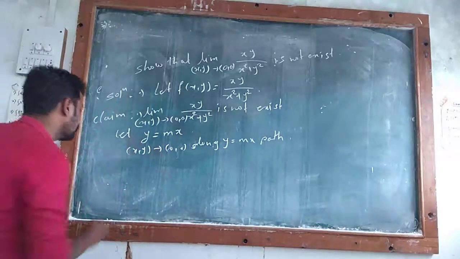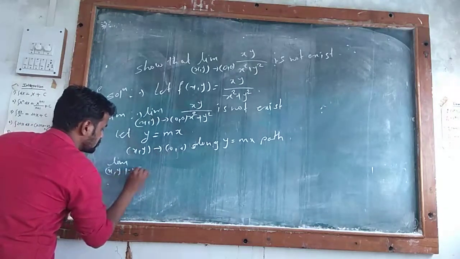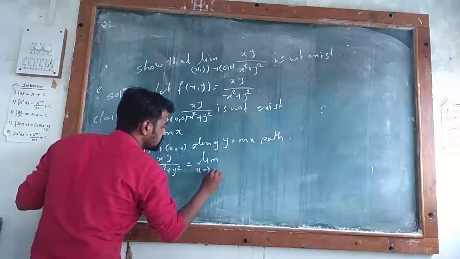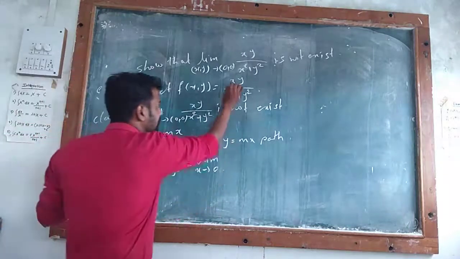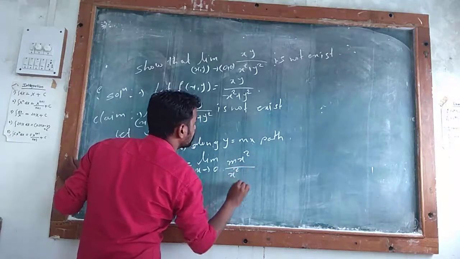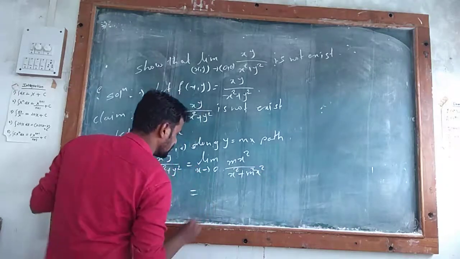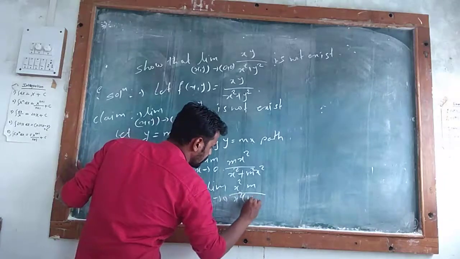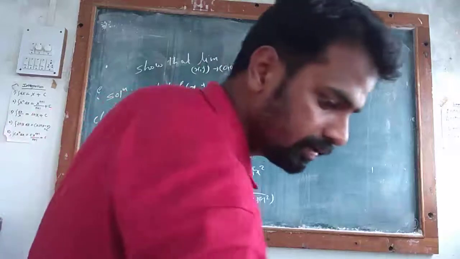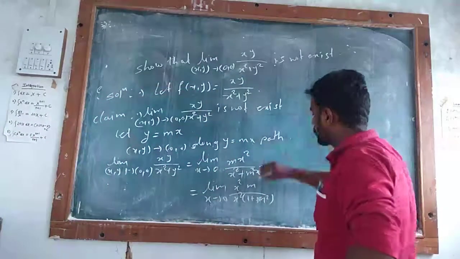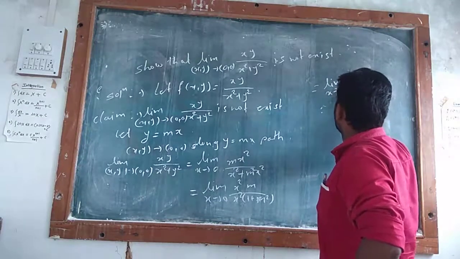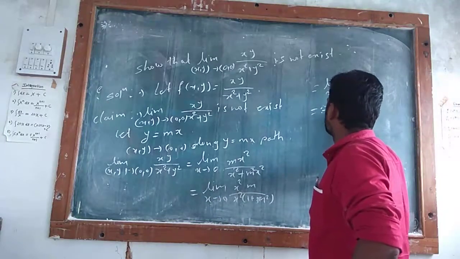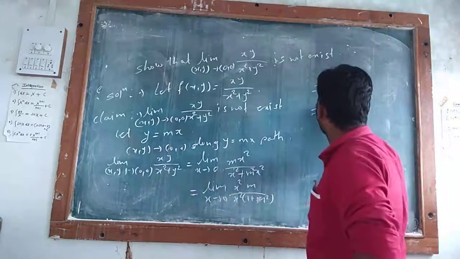Along the y is equal to mx path, we have the limit as (x, y) tends to (0, 0) of xy upon x square plus y square is equal to the limit as x tends to 0, we have x into mx is m into x square upon x square plus m square into x square. Therefore, x square gets common, x square m upon x square in a bracket 1 plus m square. That is, x square will cancel, the limit as x tends to 0 of m upon 1 plus m square. Here, m upon 1 plus m square does not depend on x, so we have the answer m upon 1 plus m square. Okay, that is the value of the limit, it depends on m.